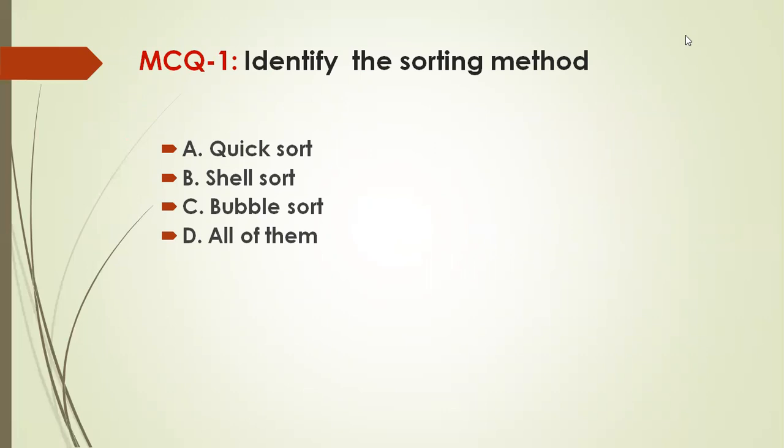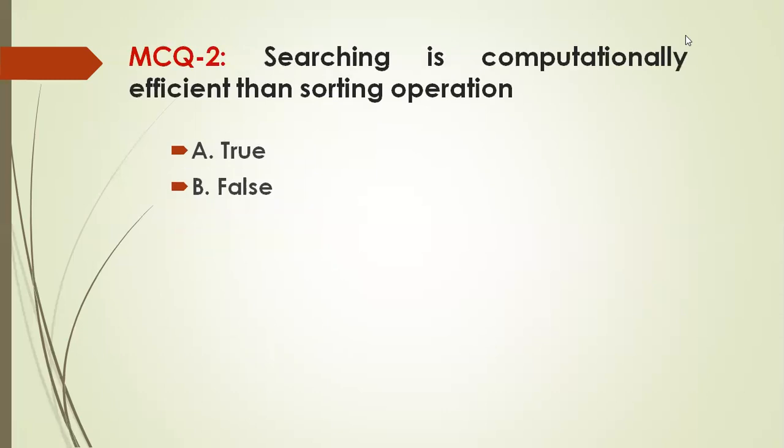Identify the sorting method. Quicksort is a sorting method. Shell sort is a sorting method. Bubble sort is a sorting method. All of them are sorting methods. The correct answer is D. Searching is computationally more efficient than the sorting operation. Definitely true, because for both linear search and binary search, the complexity is much lower than the sorting technique. So the correct answer is A, true.